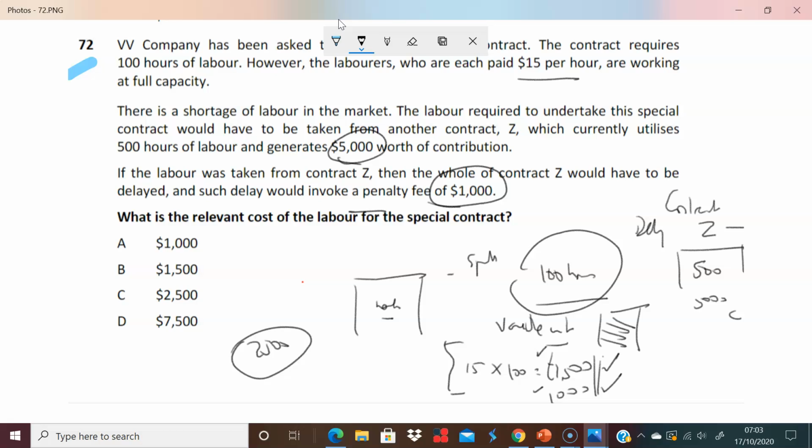So hopefully you can start to see why opportunity cost matters. Whatever it is you're going to get had better be better than what the costs involved are. It's all about decision making, isn't it? So the answer here is C.